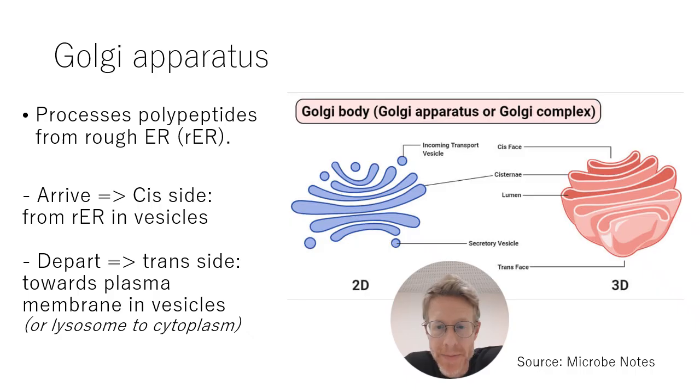Just a few structural notes about the Golgi. There's two sides. There's the side that receives vesicles from the rough ER. That's called the cis side. And there's the side where vesicles form after whatever protein has been processed and is ready to be released, and that's called the trans side. Either released into a lysosome or into a vesicle that's going to be traveling to the plasma membrane for exocytosis.